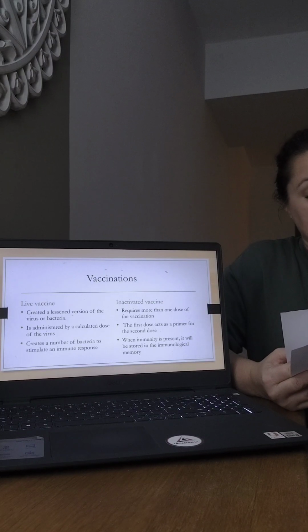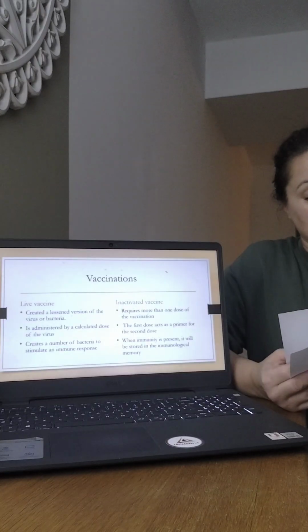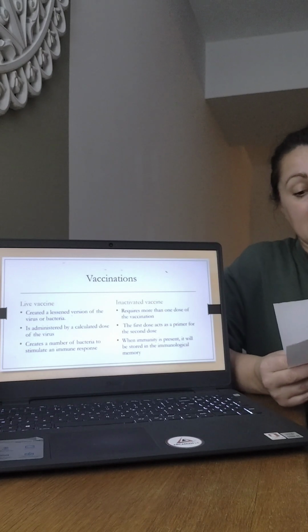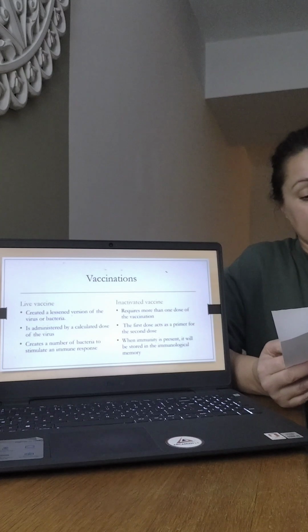Live vaccines are created from a lessened virus or bacteria that has been weakened to a harmless version. Once the body has been introduced to a small calculated dose of the virus, it allows the body to stimulate an immune response to create antibodies to fight against an active live case of the disease.